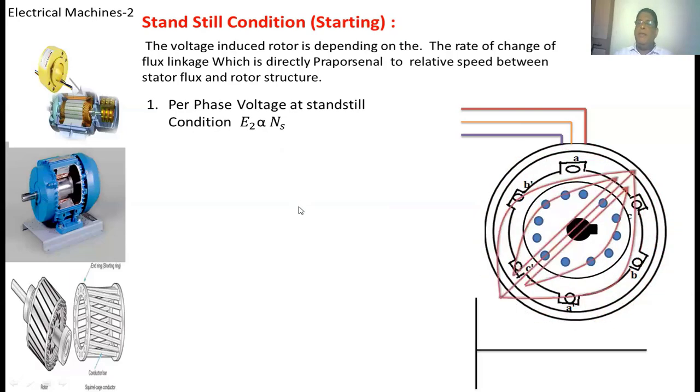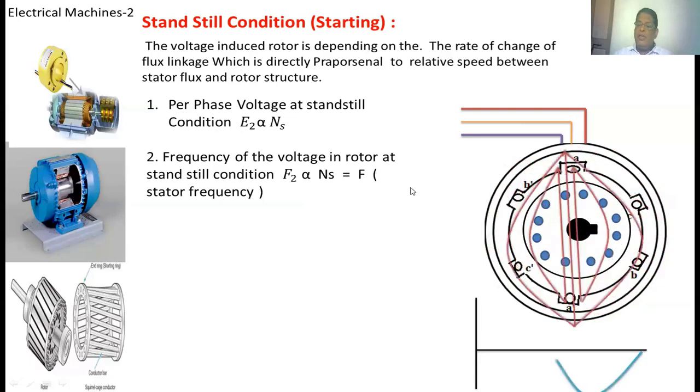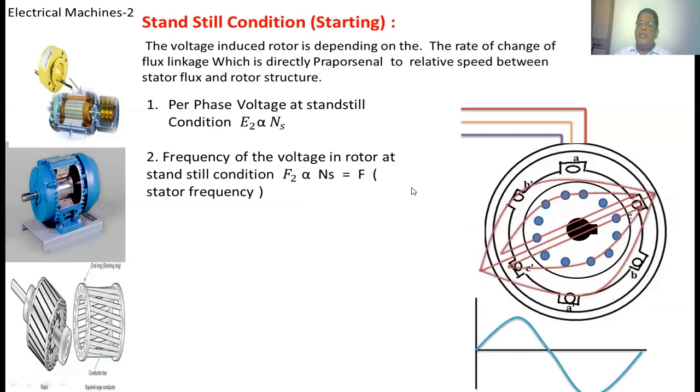Now one more important parameter is the rotor frequency. See here, the flux is rotating. We are assuming that the rotor is stationary. If the flux completes one rotation, then one cycle of voltage will be induced in the rotor. Nothing but, at the time of starting, the rotor frequency is equal to the stator frequency. The frequency of the voltage induced in the rotor at the standstill condition that we have taken is F2, which is proportional to the synchronous speed, the speed at which the flux is rotating, that is equal to F. F is nothing but the stator frequency.